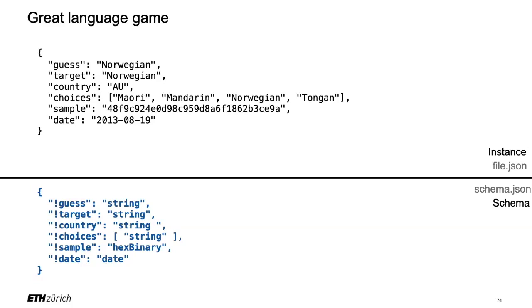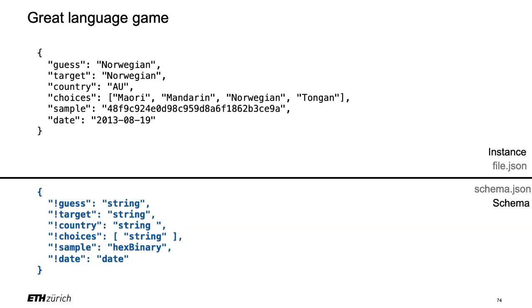There was a game a few years ago. I don't know if you actually saw it. It was a game where it would play a sound, somebody speaking, and it asks you what language is that, and you get 4 possibilities. For example, in that case, it would play some Norwegian words, and then it asks you, is that Maori, is that Mandarin, is that Norwegian, or is that Tongan? And then you need to answer.